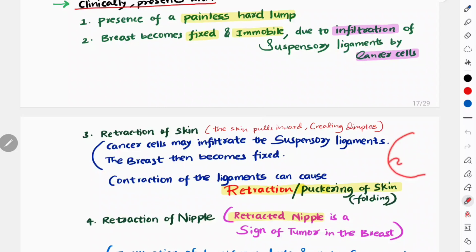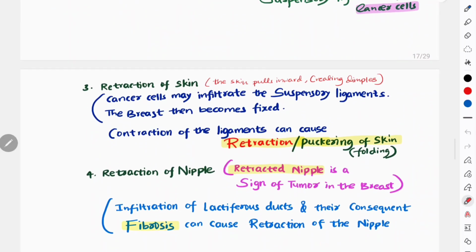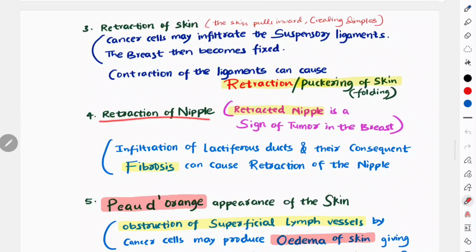So you can see that if this is the breast, cells will infiltrate the suspensory ligaments and it will become fixed. So the skin will start to contract. So there is retraction or puckering of the skin, the inward foldings of the skin. Retraction of nipple is very important. A retracted nipple is a sign of tumor in the breast.